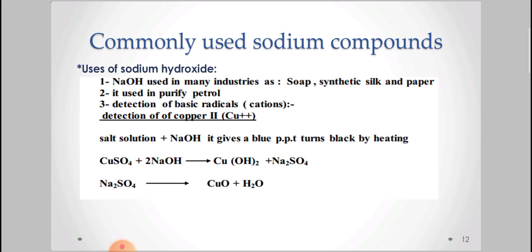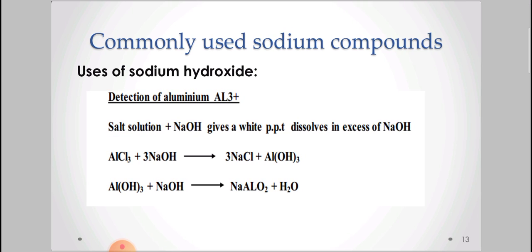Number 2, it is used in purifying petrol. Number 3, detection of basic radicals. Detection of copper ion: copper ion plus sodium hydroxide gives a blue precipitate of copper hydroxide, and it turns black to give copper(II) oxide. Detection of aluminum, Al3+. Al3+ plus sodium hydroxide gives a gelatinous white precipitate, aluminum hydroxide Al(OH)3. Al(OH)3 reacts with an excess amount of sodium hydroxide to give sodium meta-aluminate. Sodium meta-aluminate is soluble in water.